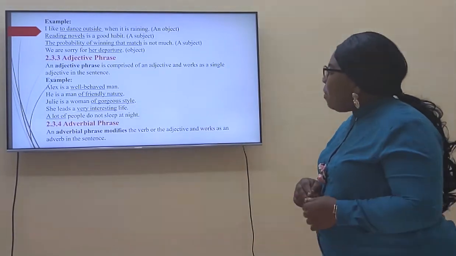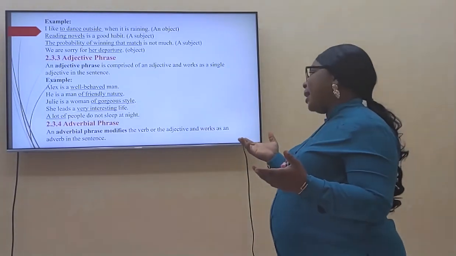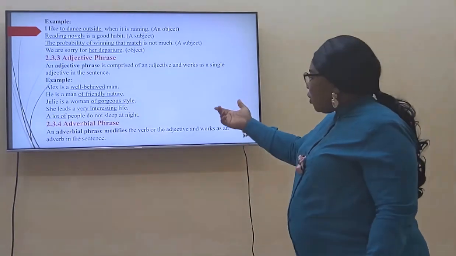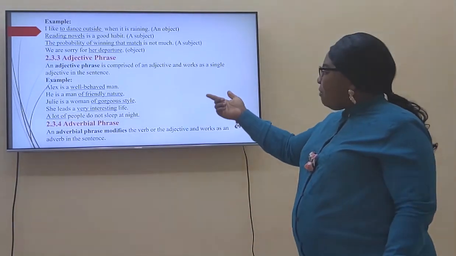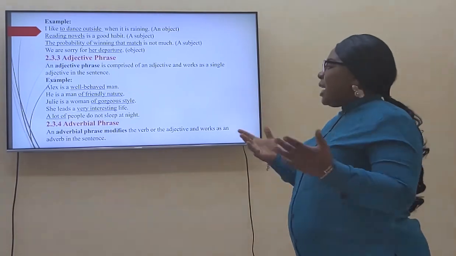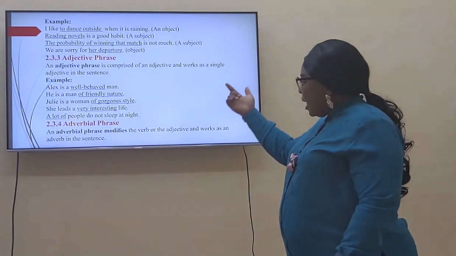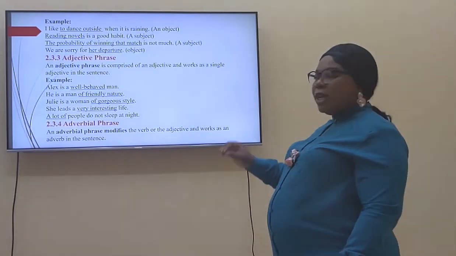Julie is a woman of gorgeous style. Julie is a woman. What sort of woman? Of gorgeous style. She leads a very interesting life. You can as well say she leads a life, but what kind of life? A very interesting life. So that's for adjective phrase.